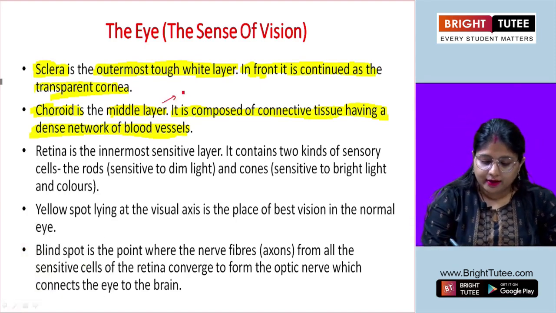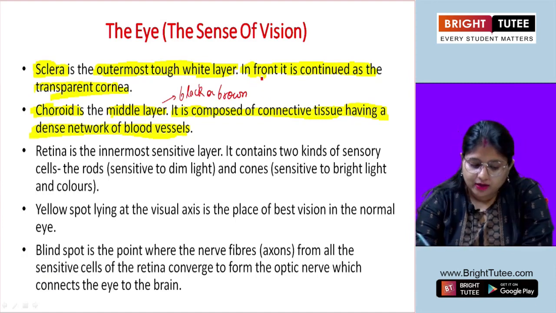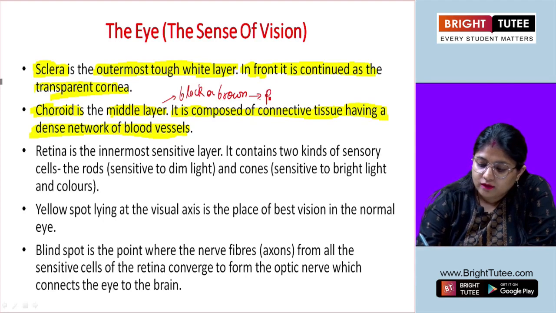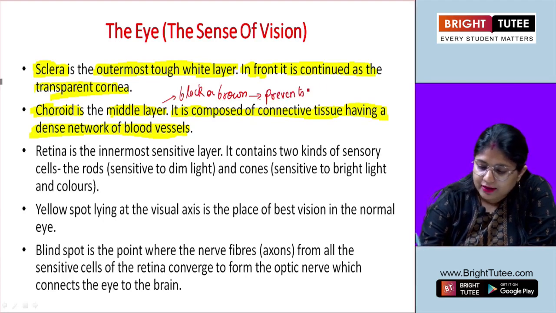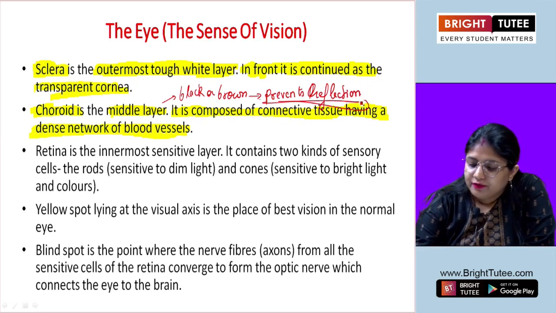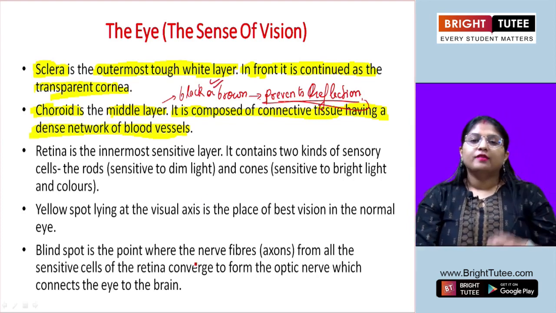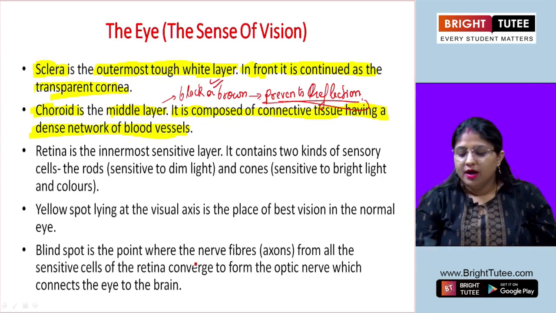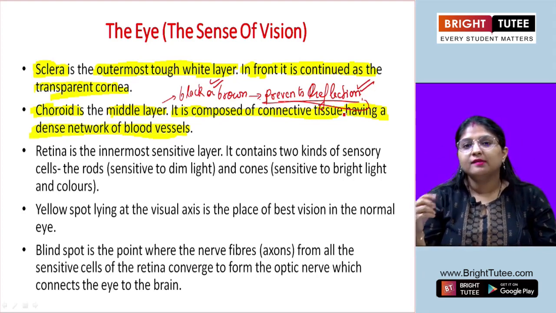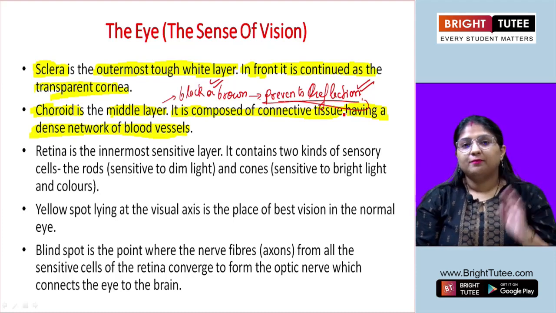This choroid layer is black or brown in color, right. And why is it black or brown in color? Because this color prevents reflection, right. Now, if this color was not there, if the choroid was any other color than black or brown, there would be reflection of image within the eyeball, and what will happen is that this will cause interruption with the image.